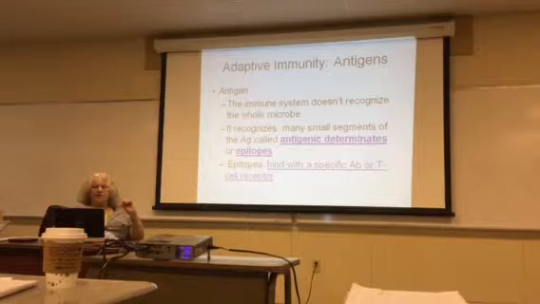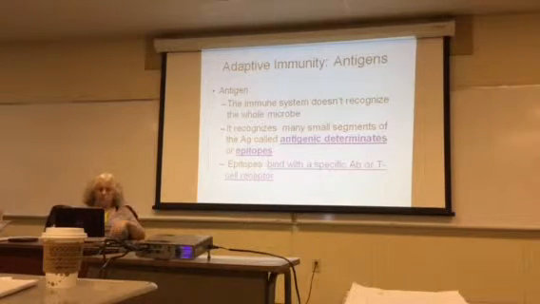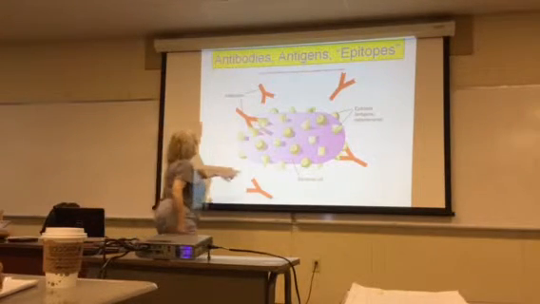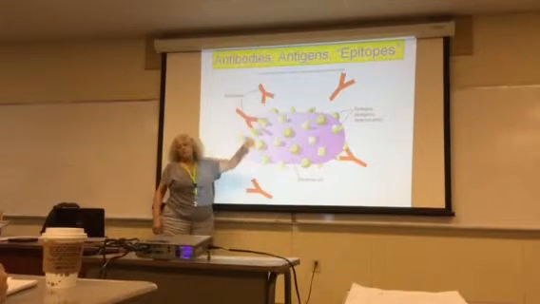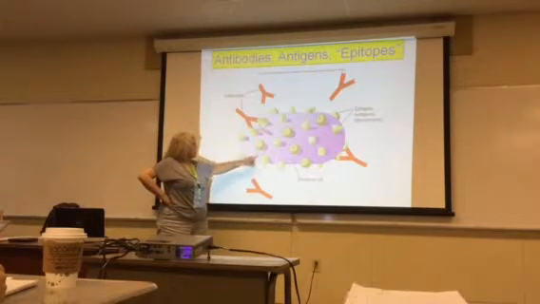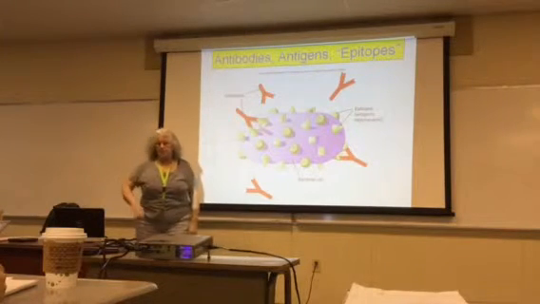And that is called the antigenic determinants or epitopes. Epitopes bind with a specific antibody or T cell receptor. I have a picture, so I won't draw it. These are the epitopes of these little things, and these Y-shaped structures are the antibodies. The antibodies have specific sites on them for these specific epitopes.